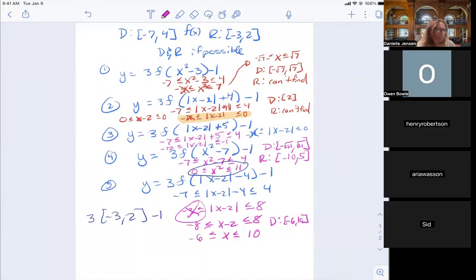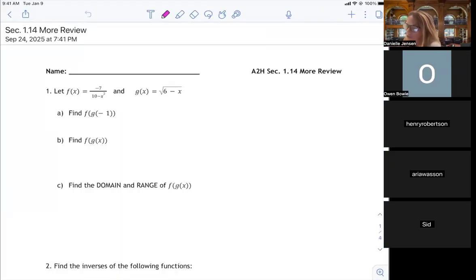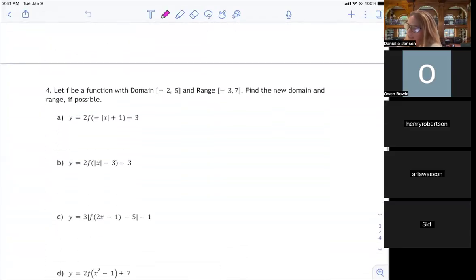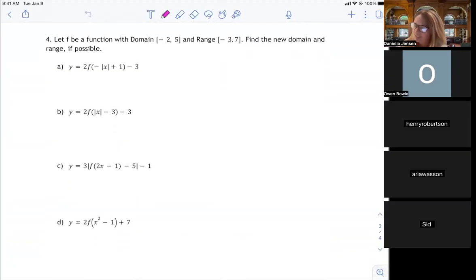Okay, there was a request for 4B and C on 1.14. So let me see. Oh, these are very similar, right? I forget who asked. Do you still want me to do these, or do you have a better understanding? I think it would be good to go for 4B because it's a little different than the ones we practiced with.